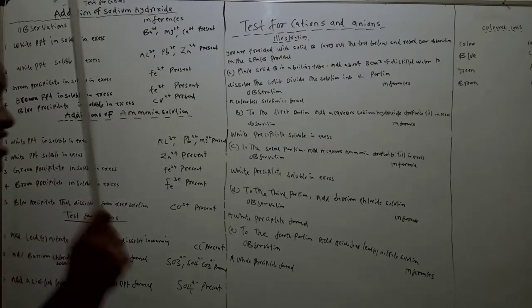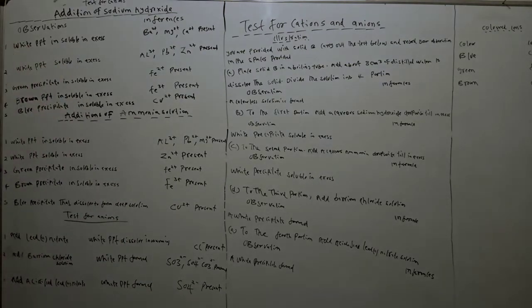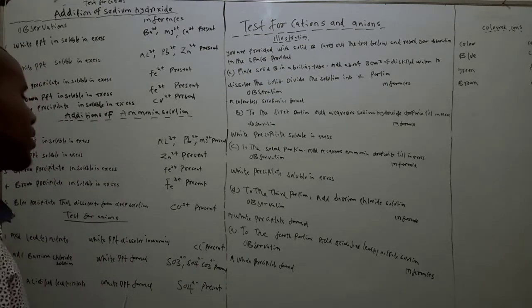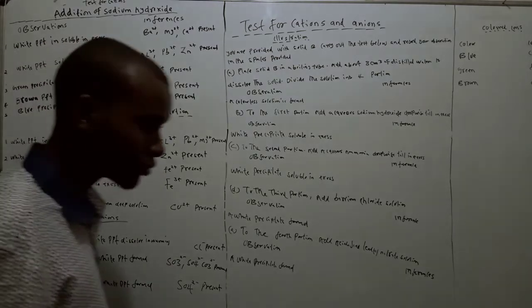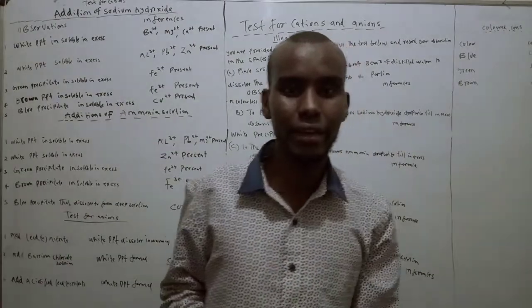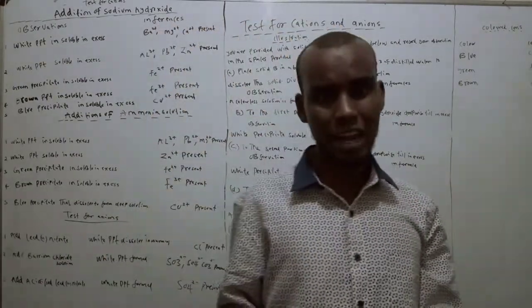If you are using acidified, that means it's already added on acid. Acidified, there's a difference between barium nitrate and acidified barium nitrate. So this is acidified barium nitrate. Then you find out that there is white precipitate formed, that is sulfate. So sulfate present. That is all about the layout for test for cations and anions.